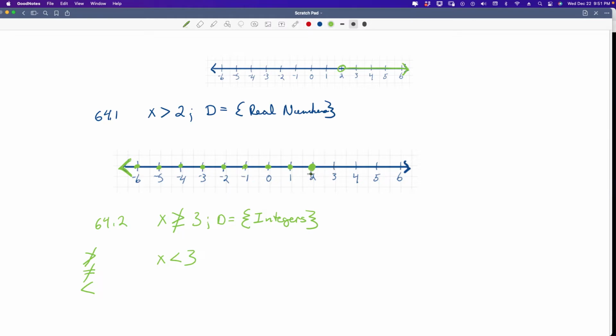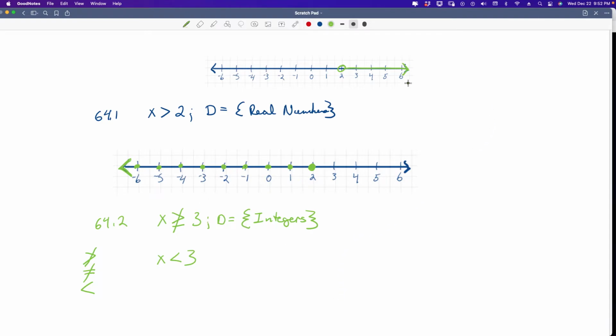It's every integer less than 3. So the domain affects how we graph these lines and this information. If it says real numbers, then that means it includes every number in between. If it says integers, it's just the number itself. And so we only put a dot on just the number itself.